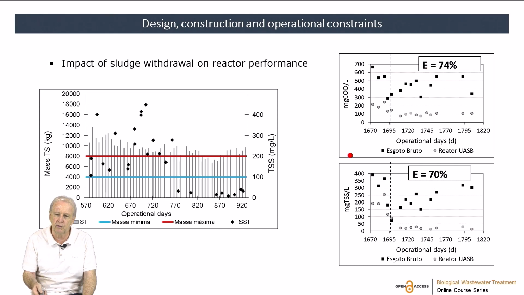And also in terms of total suspended solids in the effluent, it was high in this period, around 200, 250 milligrams per liter, these gray circles here. But when the reactor was operated with the right amount of sludge, the suspended solids concentration in the effluent stayed below 50 milligrams per liter. Again, a very high efficiency when the sludge management was appropriate.